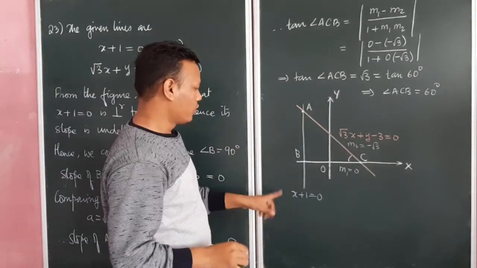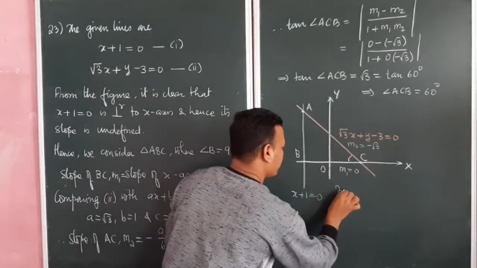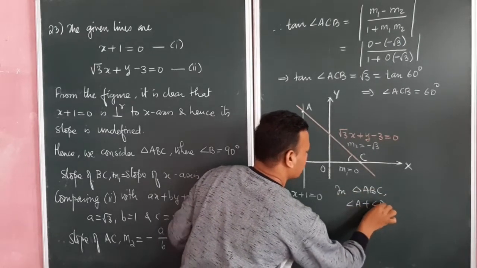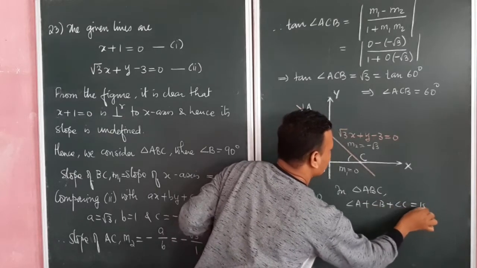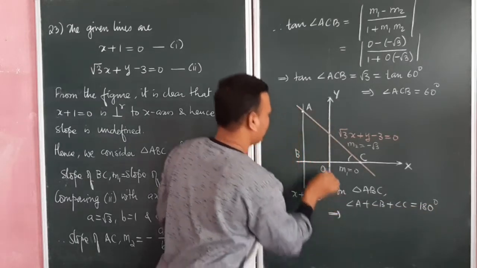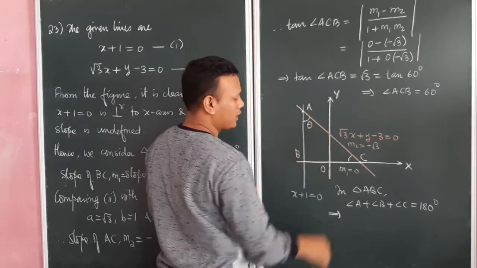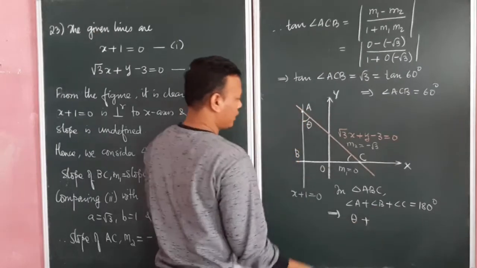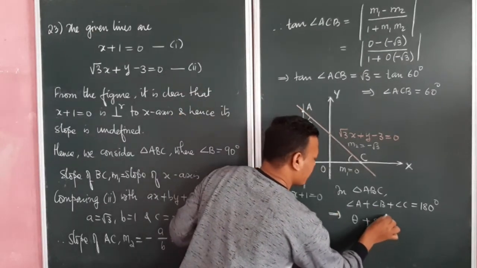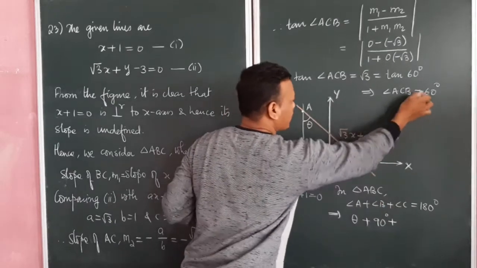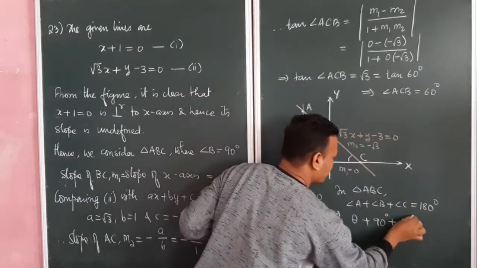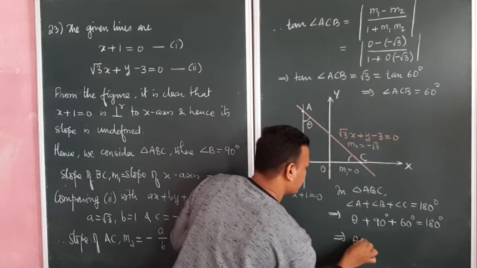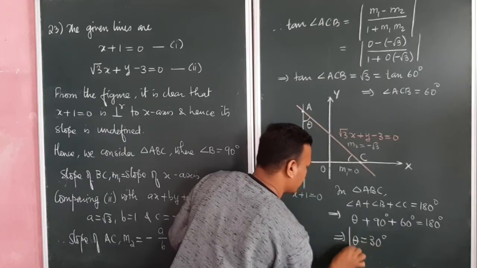Alright, so therefore at last you will write, in triangle ABC, angle A plus angle B plus angle C equals 180 degrees. So we need to calculate this angle, isn't it? This is the angle theta. Let me call this theta, plus angle B. Angle B is how much? It is 90 degrees, plus angle C. Angle C is how much? Angle C will be equal to 60 degrees, equals 180 degrees. So from here calculate the value of theta. So theta turns out to be 30 degrees, as you can clearly see.